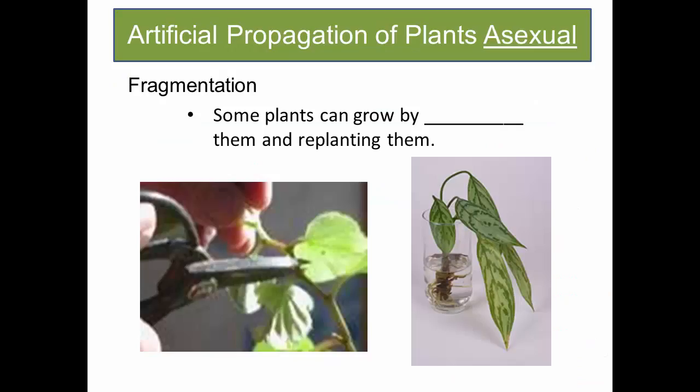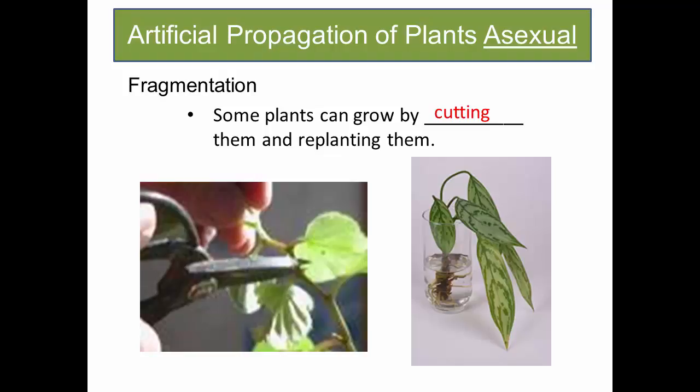But also humans use asexual reproduction to produce new plants. We do this often if you have a plant that produces really good tomatoes, or peas that are resistant to dry conditions. Humans often will try to reproduce that plant asexually so that the new plants also have those characteristics. They can do this in a couple ways. One is through something called fragmentation.